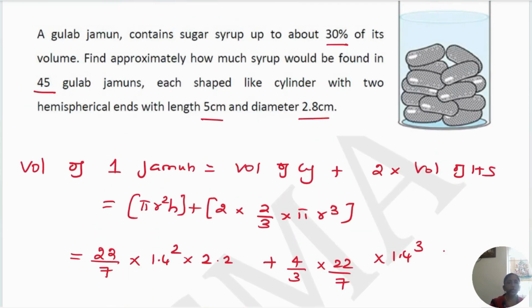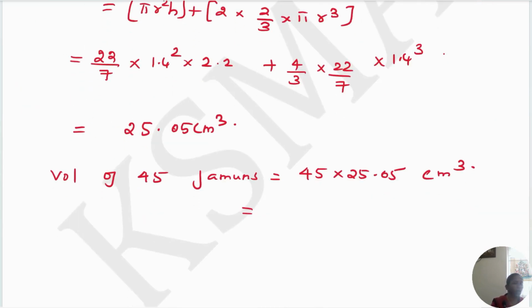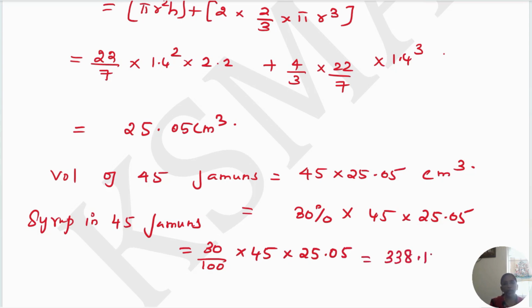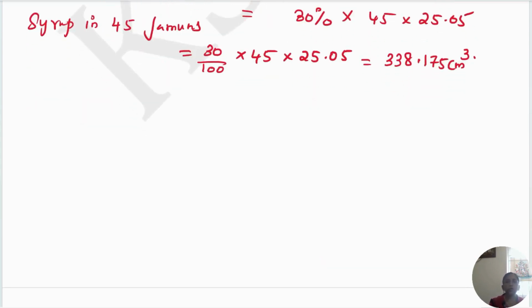Now what is our syrup proportion? 30%. So the syrup in 45 gulab jamuns is 30% of 45 into 25.05. So you can calculate 30 divided by 100 into 45 into 25.05. So that is 338.175 centimeter cube. So you can approximate the value: 338 centimeter cube approximately.